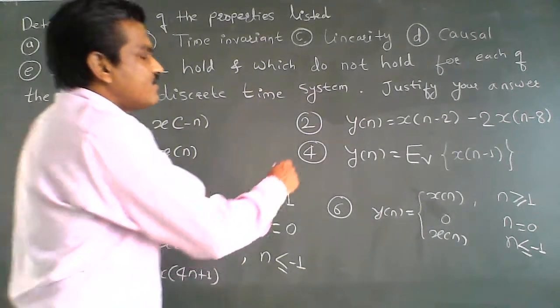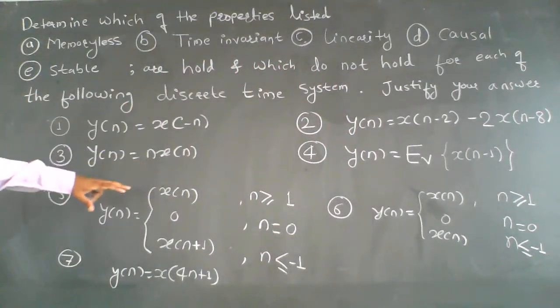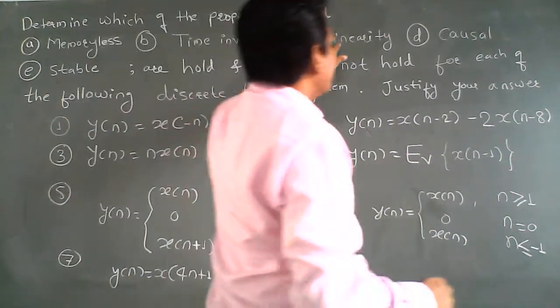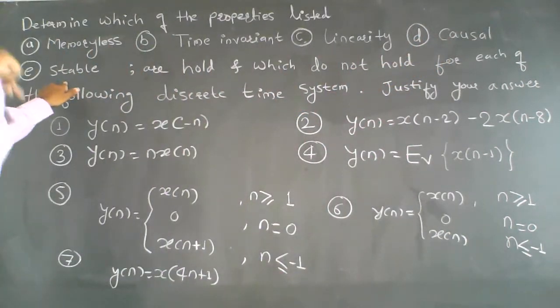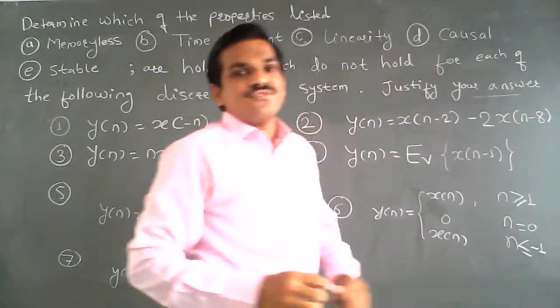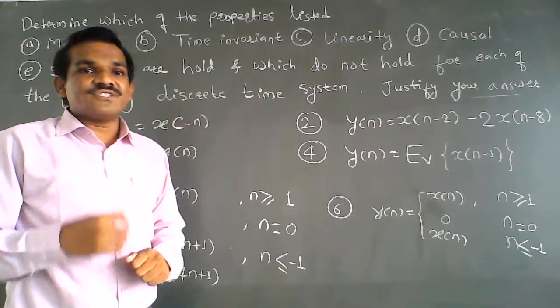What you have to do is identify which of these discrete time systems hold each property and which do not. The properties are memoryless system, time invariant system, linearity, causal system, and stable system. And you have to justify your answer. Let us see one by one which property each discrete time system holds and which do not.